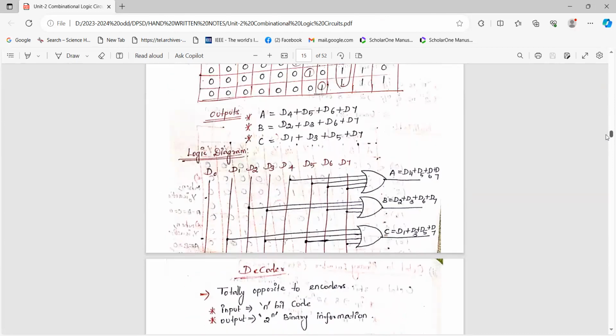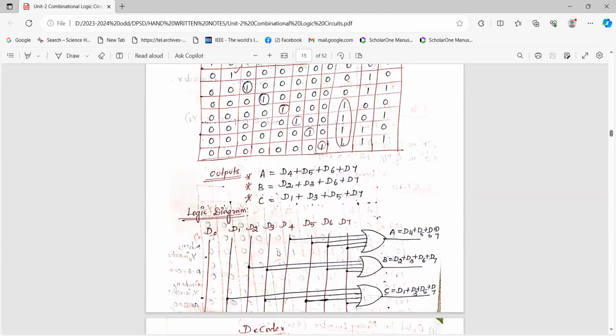So now we need to draw the logic diagram. We all know this is one of the applications of the combinational circuit, where the present state depends upon the present input. It does not have any memory circuit. So the design uses only gates.